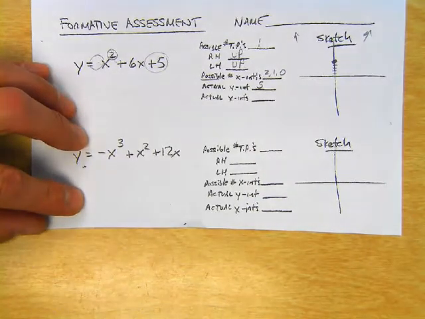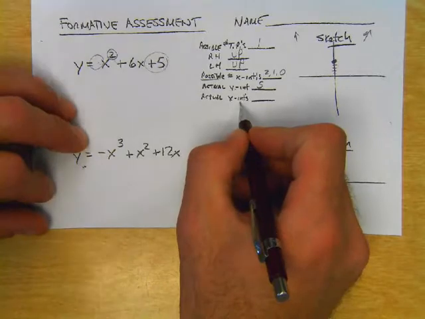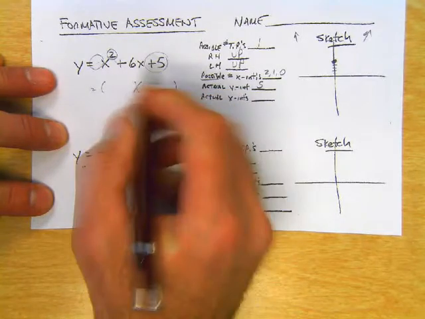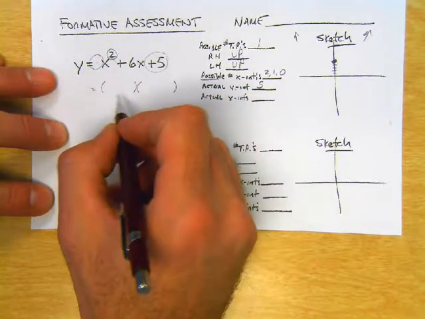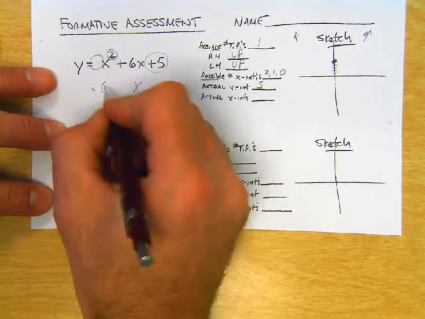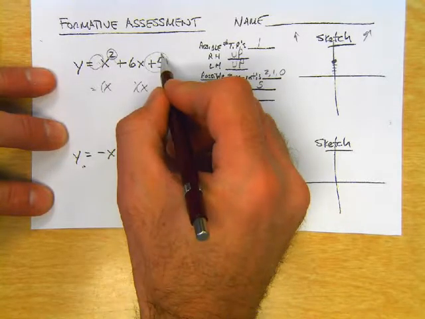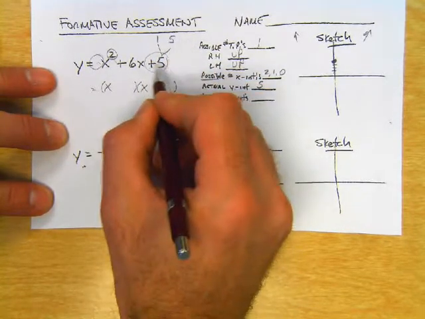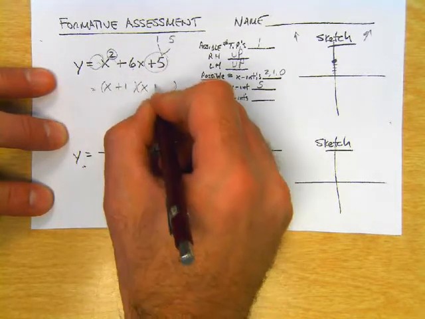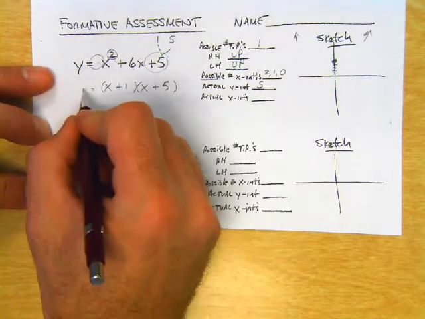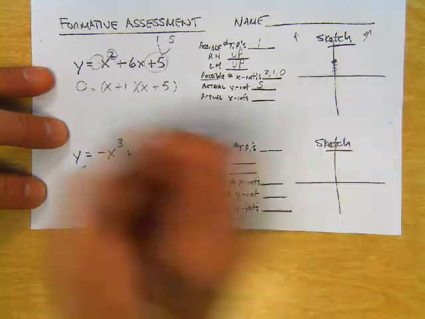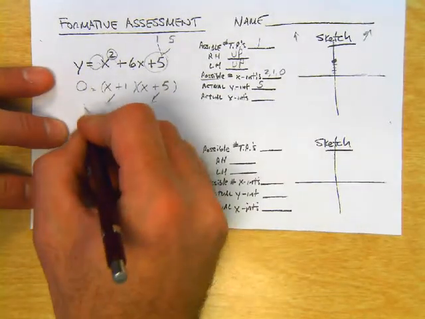So now let's find the actual x-intercepts, and we get those in the factored form. A quadratic trinomial can be factored into 2 linear binomials. The lead coefficient is positive 1, so we can write x and x. We need to find factors of 5 that multiply to positive 5 and add to positive 6. Plus 1, plus 5. We set this equal to 0 because x-intercepts occur when y is 0, and we solve each of these linear binomials.